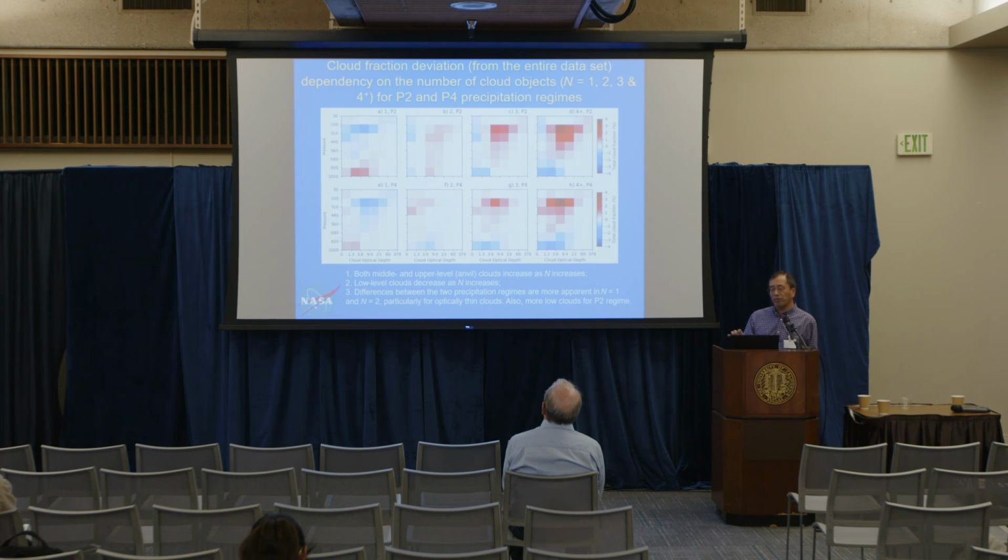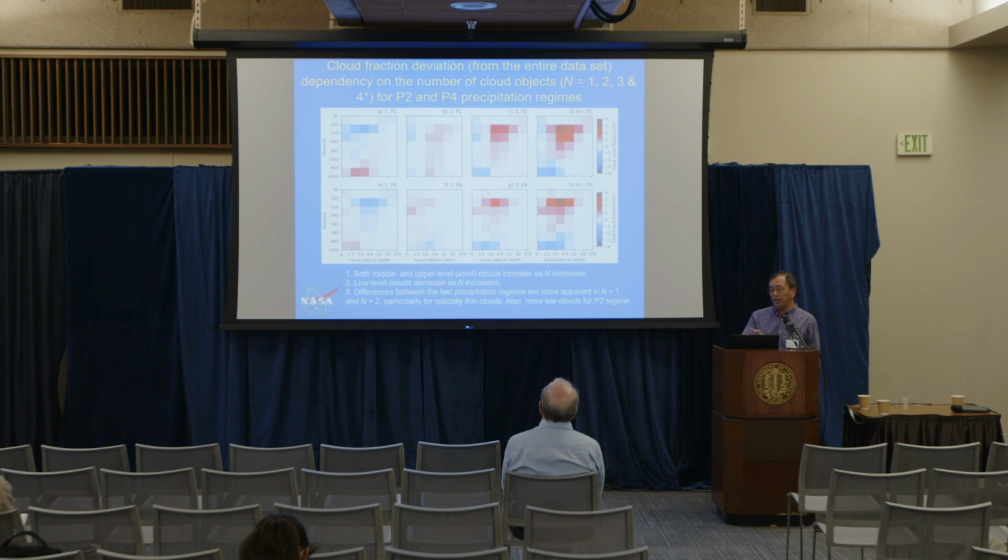You see some difference between those 2 precipitation regimes, but for both regimes, the upper-level and middle-level clouds increase as the number of cloud objects increases. That's mainly because all those connected anvils have much larger area compared to a single convective tower. If you look at the difference between those 2 precipitation regimes, for n equal 1 and 2 there's more difference, but the overall trend is the same.